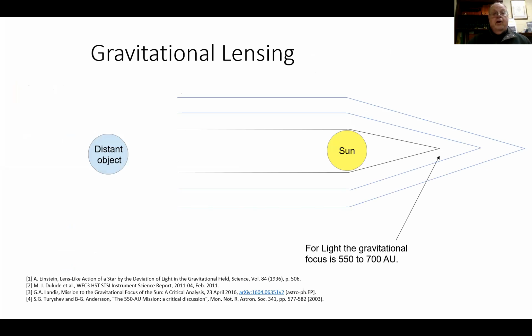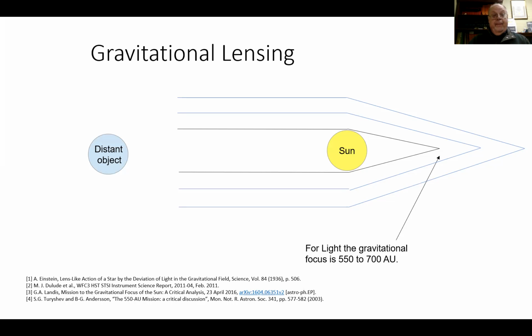Gravitational lensing is not a new idea. It actually comes from Albert Einstein, who predicted that the sun or any other very dark, dense object could bend space and create a gravitational focus of light. Light from any distant object, which is parallel, focused by the sun, would be somewhere about 550 to 700 astronomical units away.